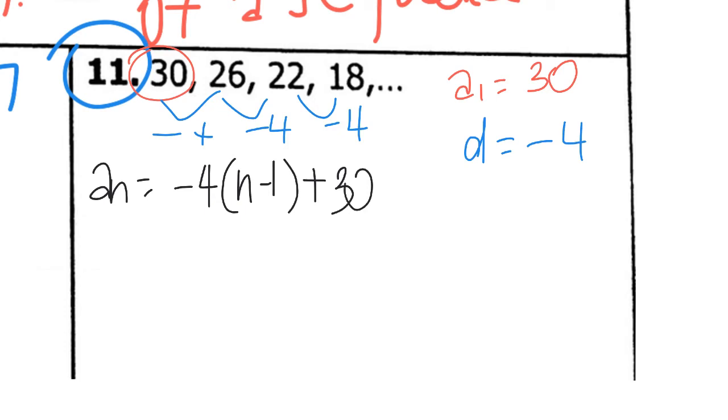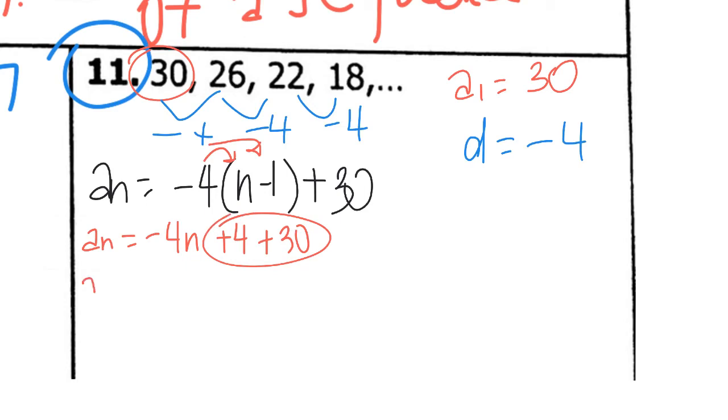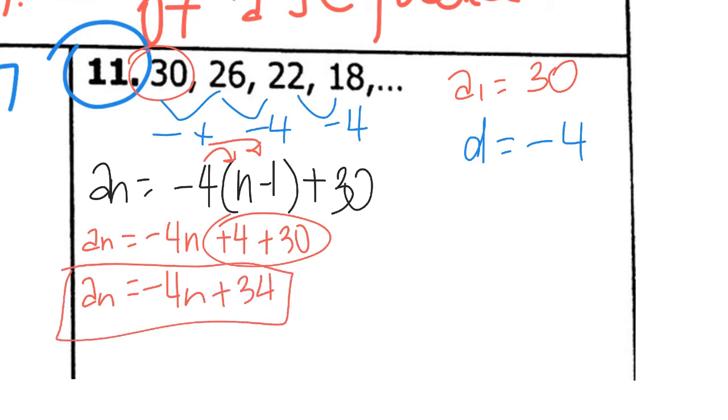When I simplify using the distributive property, I get a sub n is equal to negative 4n plus 4 plus 30. I'm going to combine my like terms, so a sub n is equal to negative 4n plus 34. Then they ask us to find the 19th term in that sequence. So when we try to find the 19th term, we are plugging in 19 for n. And when we do that, you will get negative 42.